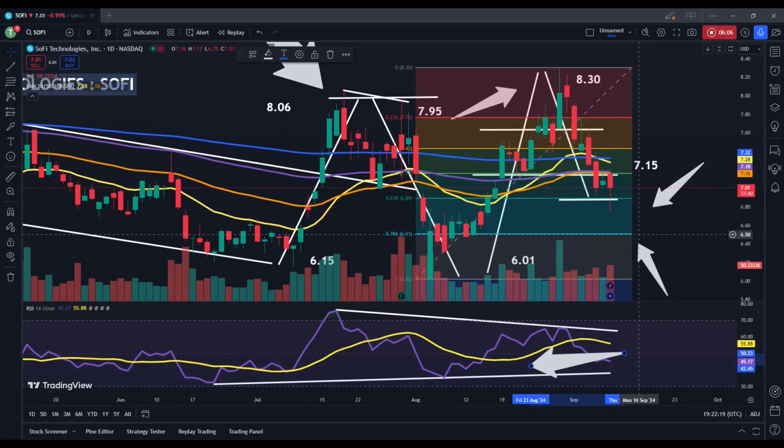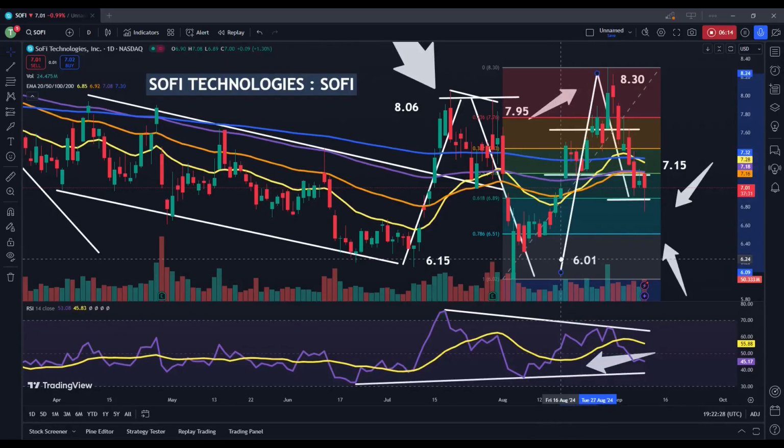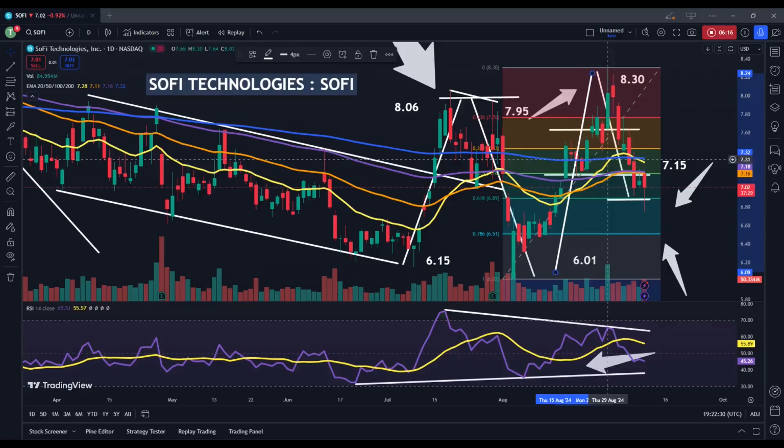If this were to occur, the most likely scenario at that point would be calling for a full retracement of this prior trending move. So if I didn't say that previously, the trending move that we're looking at here is the move from $6.01 to $8.30. So if we did break below this $6.50 level, the most likely scenario at that point would then be a retest of that $6 support zone.